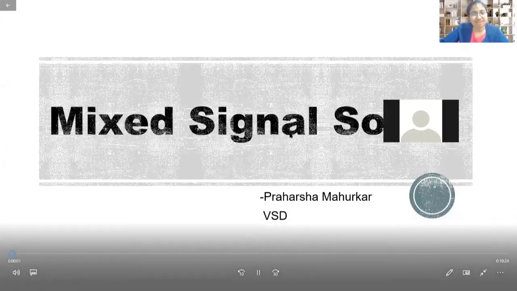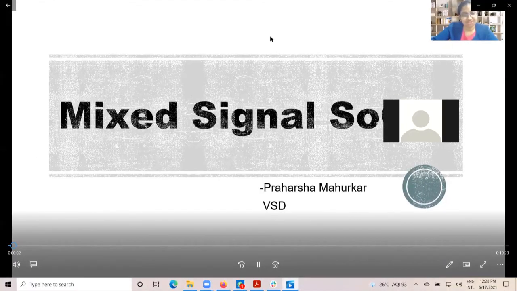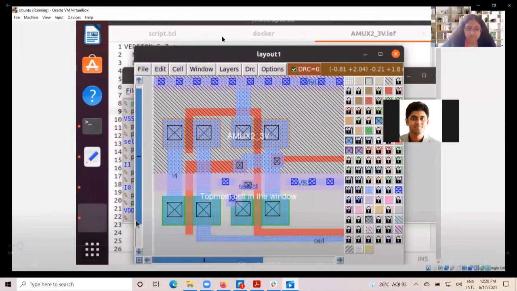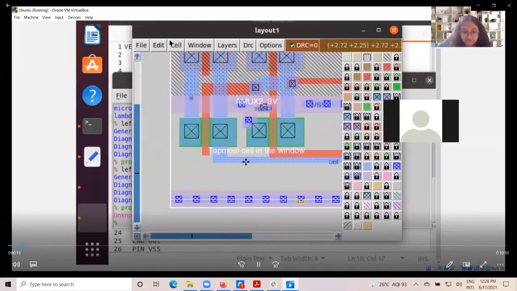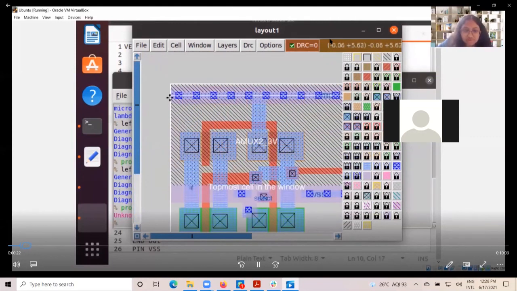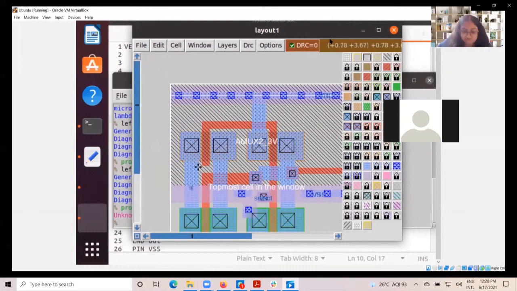Hello everyone. I am Praharsha Mahurkar, and I'll be taking you through mixed signal SoC design today. Okay, so we've seen it. All of them we have covered. All of them we have converted into pins. We'll take a closer look over here. We have got a bounding box to the middle of the power rail, and also the top power rail, the middle of the top power rail. So we have got it.